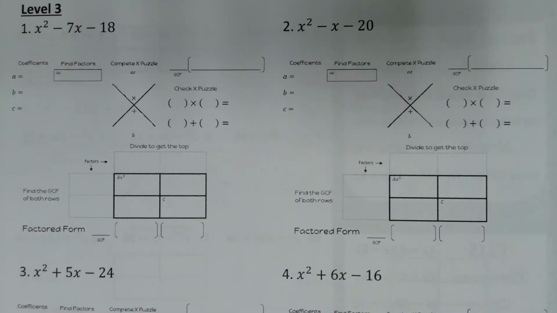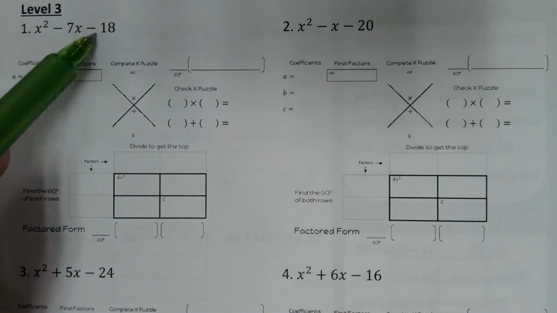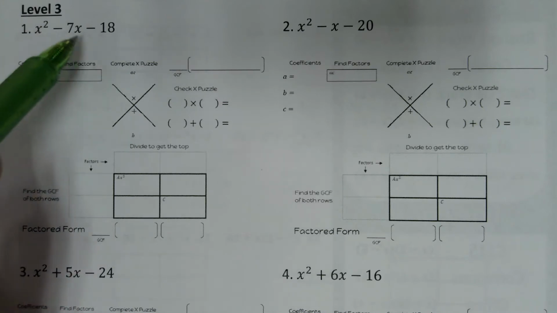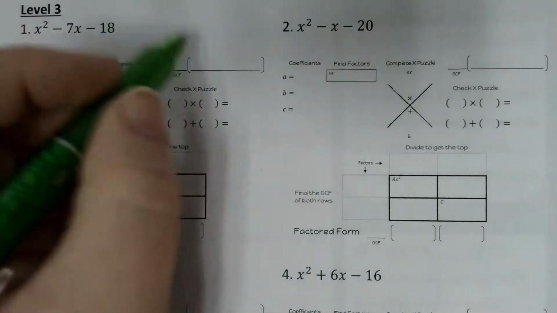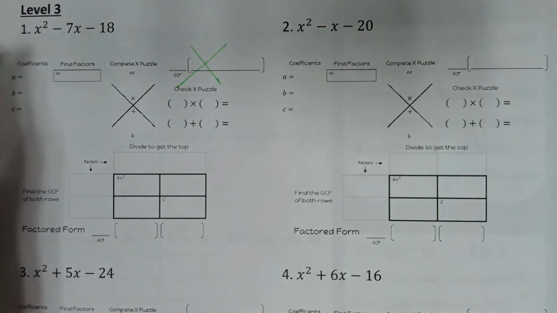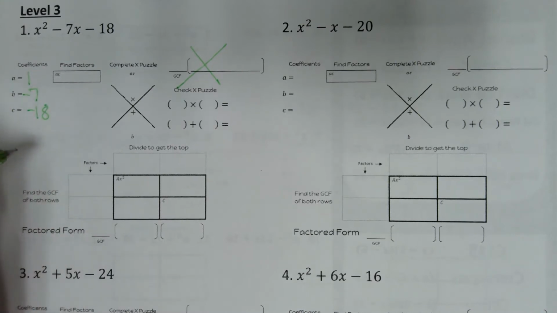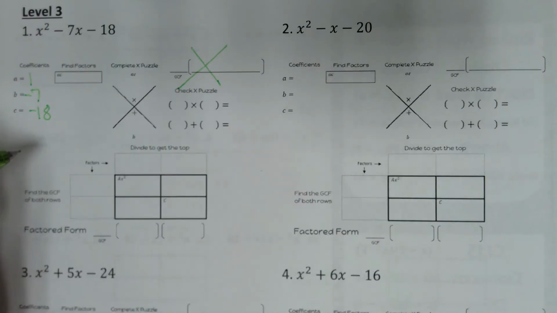For level 3, we're now going to have the opportunity to have our last number be negative as well. First check, can I take something out of all 3 pieces? And I can't. So A becomes 1, B becomes negative 7, and C will be negative 18. A times C gives me negative 18.